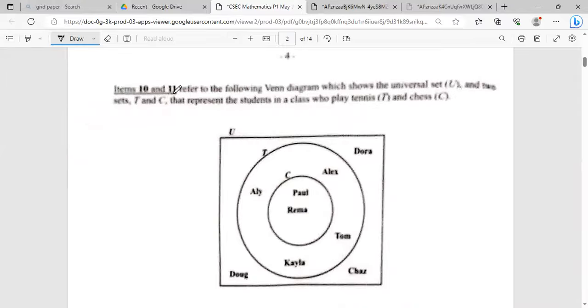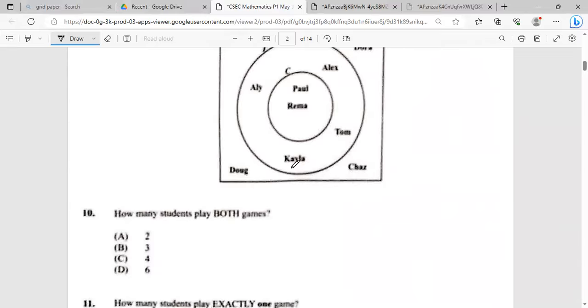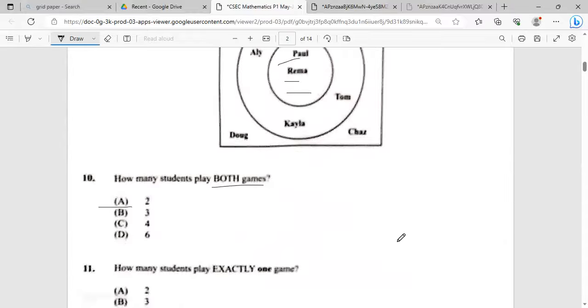All right, so items 10 and 11 refer to the following diagram. We show a universal set, two sets in which play tennis and chess. What this is saying, guys, is that everybody who plays chess plays tennis. So this is actually the intersection. How many students play both games? And this is the two that are Paul and Rima. And they ask how many students play exactly one game, and that has to be 4.